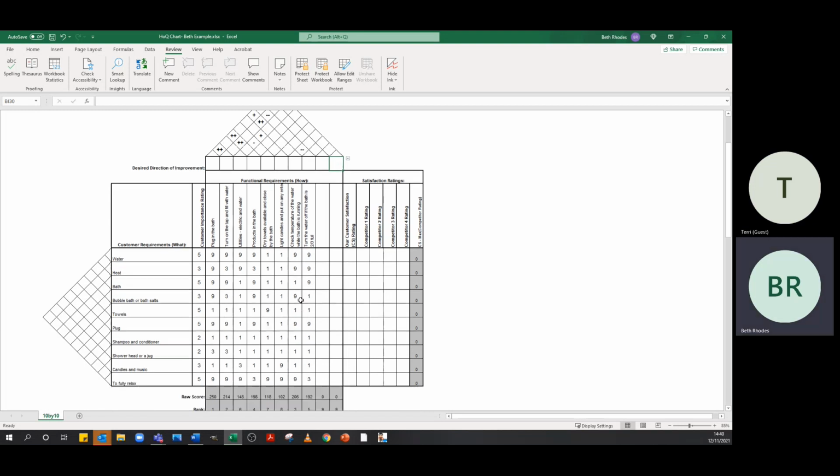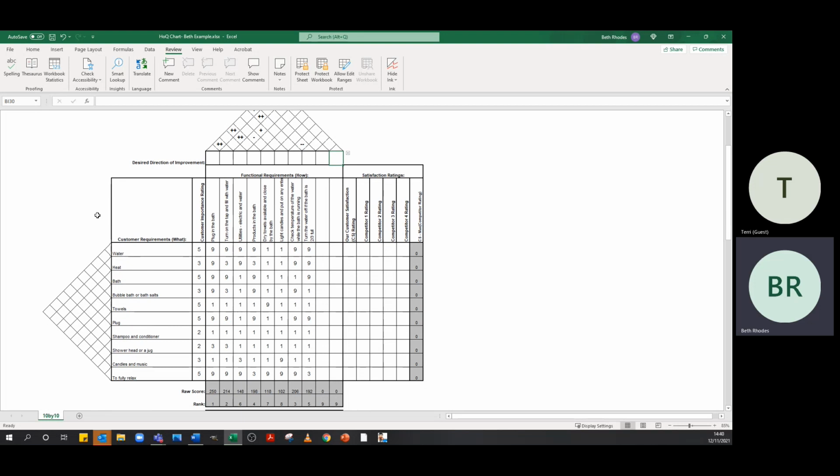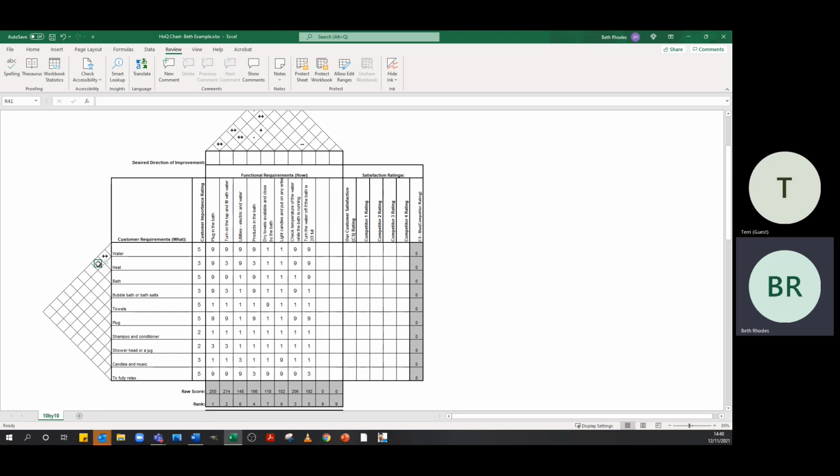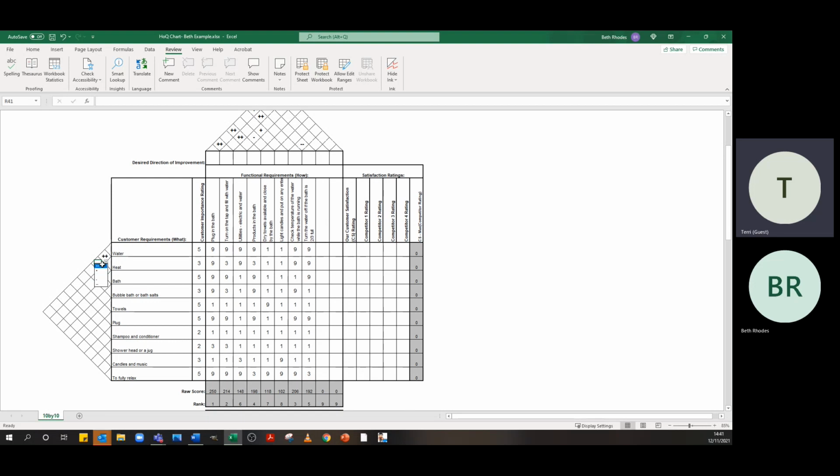Okay, fab. So now let's have a look at the correlation between our customer requirements. So how do water and heat affect one another? In the instances of a bath, very important. They can be very positive with each other. Fantastic. So how does water and the bath affect one another? They're both essential, so very positive when they're together.